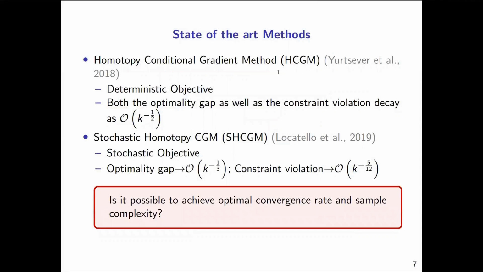In the literature, there are projection-free algorithms to deal with such problems. For instance, a CGM proposed in 2018 shows an optimal guarantee of order k to the power minus 1 by 2, which was extended for a stochastic objective in 2019, but that settled with a convergence rate of k to the power minus 1 by 3 in objective. So the possibility of improving the convergence rate for stochastic cases remains open, and this is what we have explored in this work.